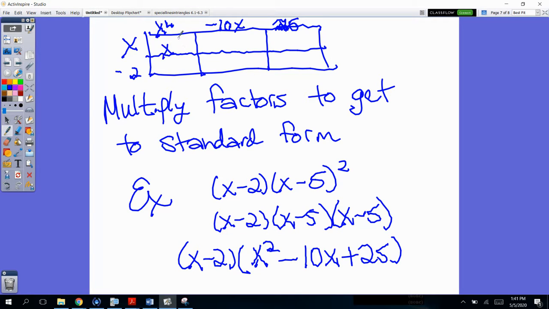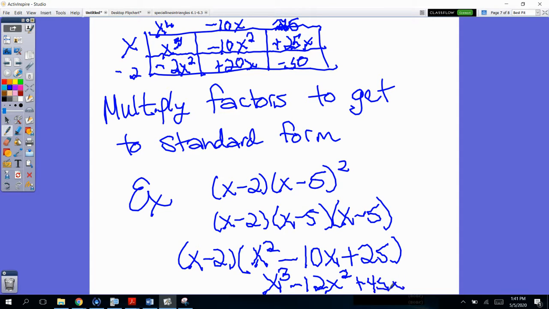So this is x to the third minus 2x squared minus 10x squared plus 20x, plus 25x and a minus 50. And then you just combine your like terms. So it's x to the third. And then on the corner, they match. Minus 12x squared plus 45x. And then minus 50.